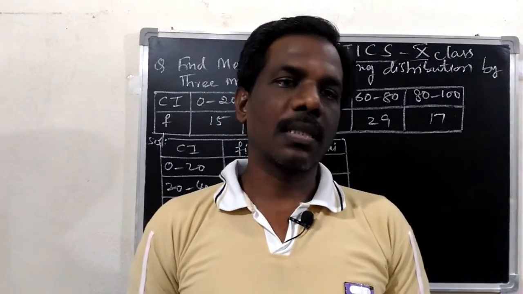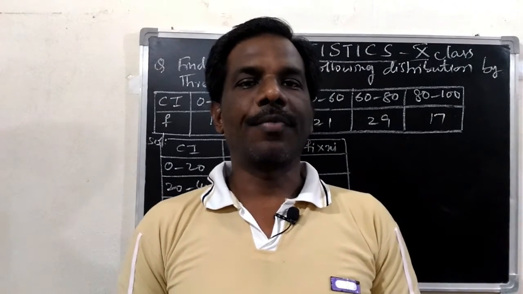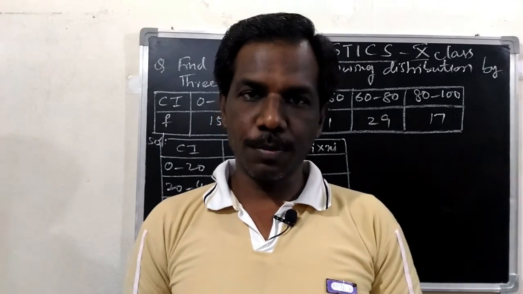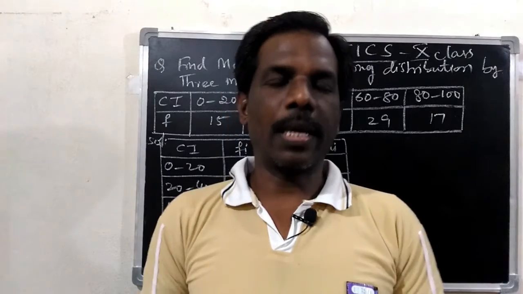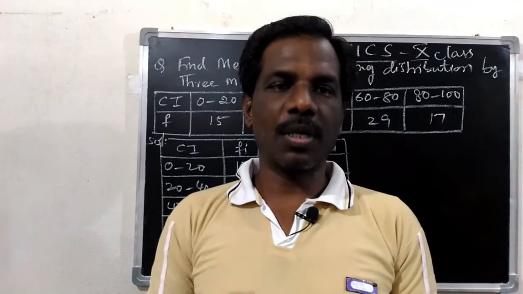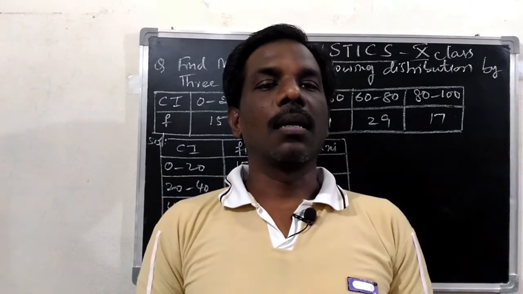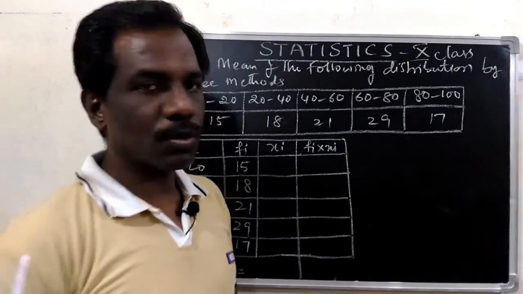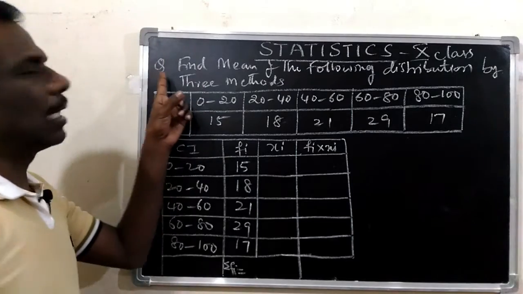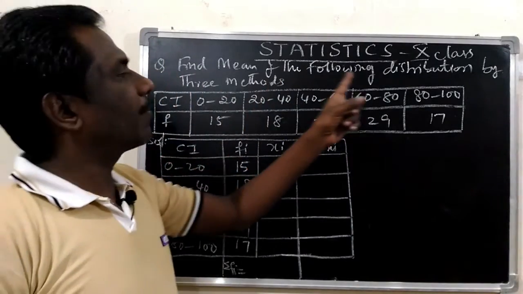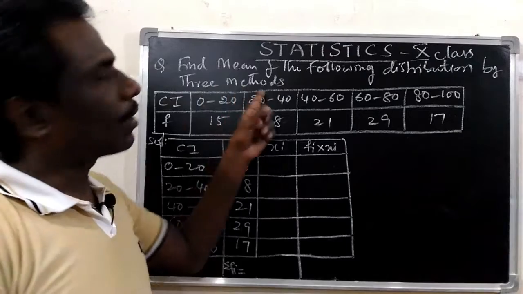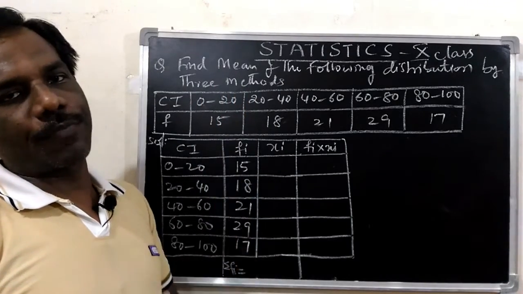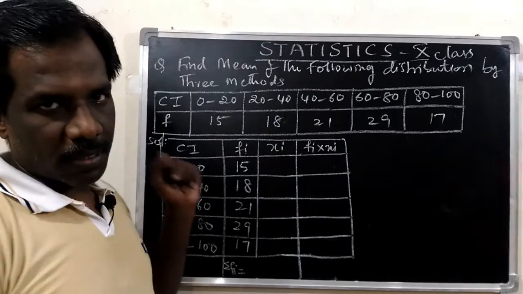In the previous class, we found these three methods for the discrete frequency distribution table. Now today I am going to find these three methods for the continuous frequency distribution table. Let us find out. Here the question is: find the mean of the following distribution by three methods. First, I am going to find the direct method.